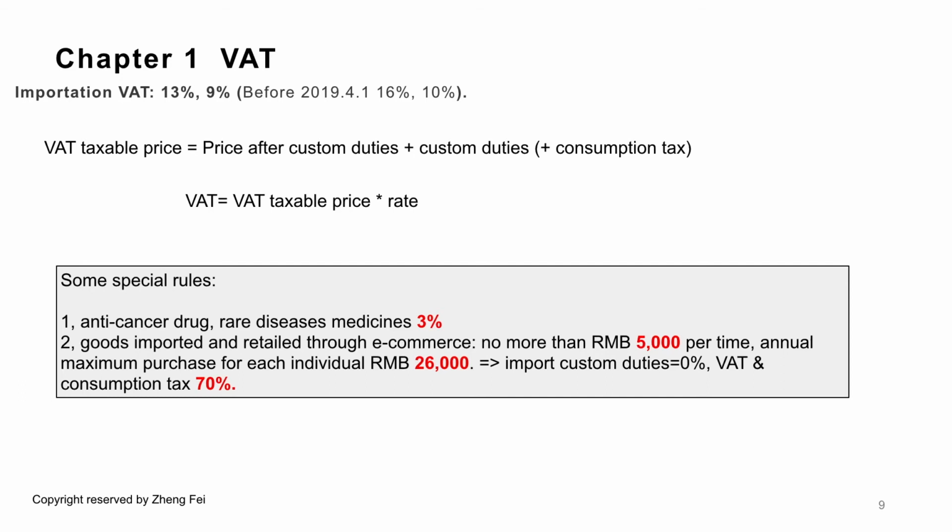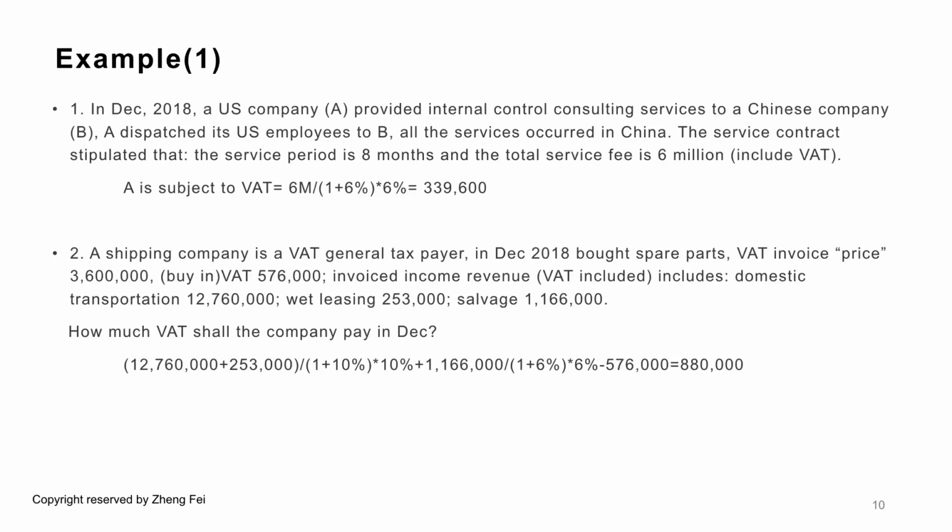Please note that there are some special rules and exceptions. For example, anti-cancer drug has a 3% rate only. And also for goods imported and retailed through e-commerce by individuals, there are also some preferential policies. Now let's take a look at some real case examples.